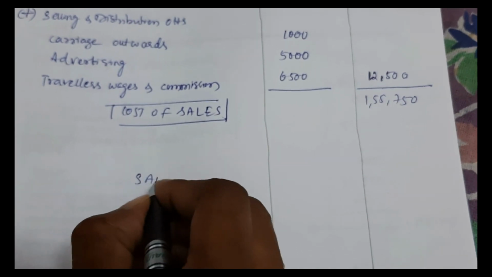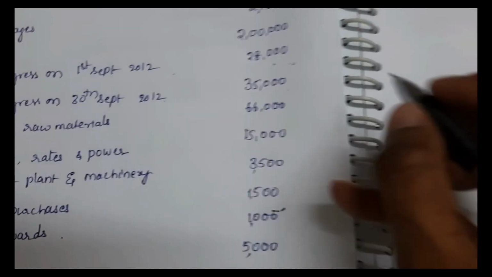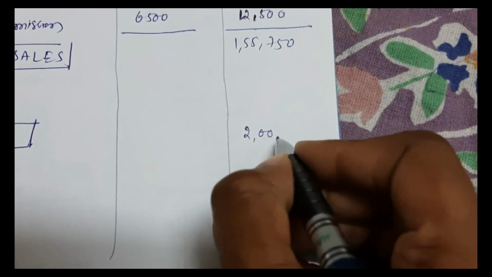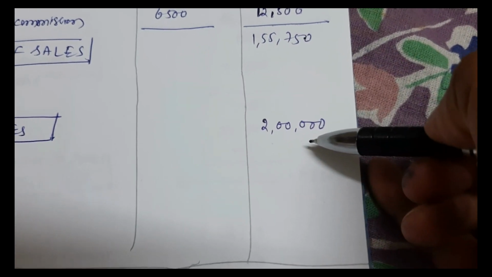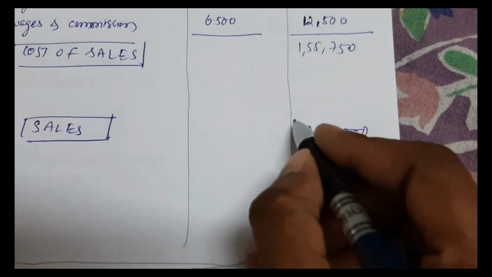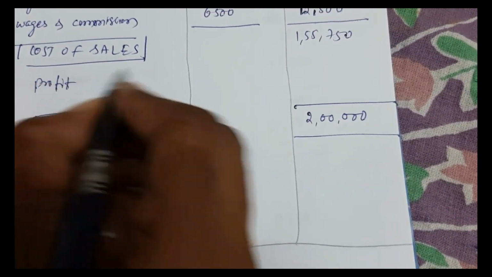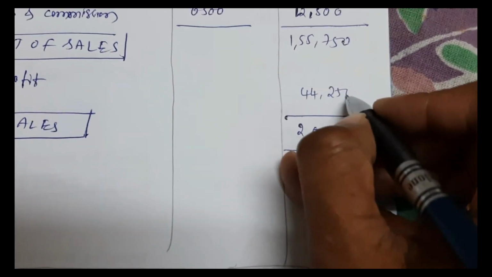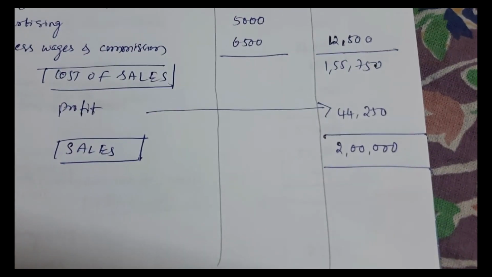As sales are also given, sales are 2 lakhs. So write the sales. Now deduct this cost of sales from the total sales so that we will get the profit. Profit of 44,250. This is how we will prepare cost sheet.